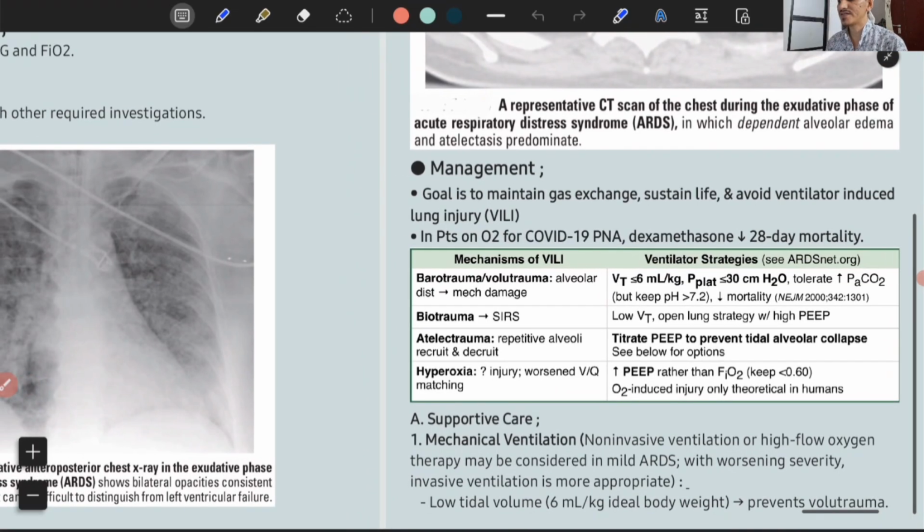So what strategies will we use, and what is the concept behind those strategies? Our goal is to sustain the gas exchange so that the patient, or the lungs, can pass through this critical phase and the patient sustains life. Along with that, you are using respiratory support. As we have seen in the pathophysiology, respiratory supports cause iatrogenic damage to the lungs; they themselves damage the lungs.